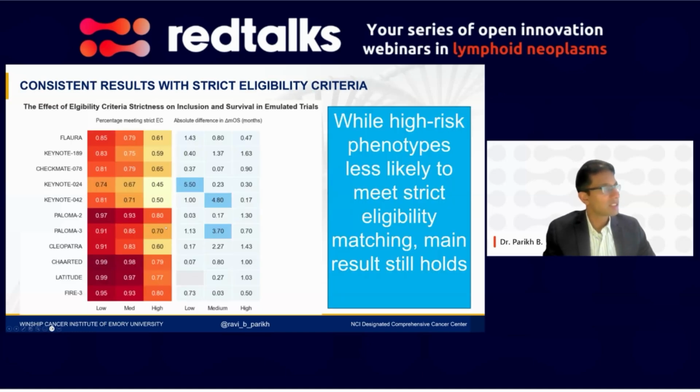We also did some additional robustness checks. So instead of just matching on age and stage and organ function, we also tried to match on more granular eligibility criteria for trials, namely biomarker-driven eligibility criteria. And what we generally found here was that most of our relative and absolute effects were still preserved when we did a more strict emulation, or strict eligibility mapping, of the patients in the real-world data set.